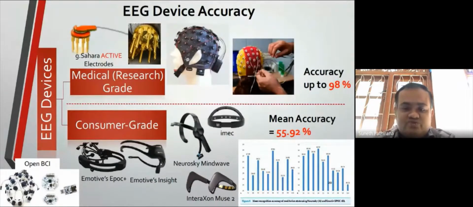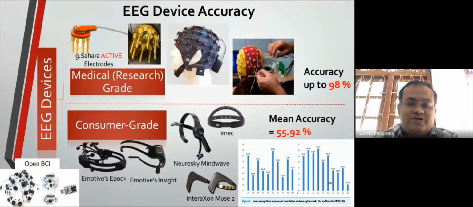The most accurate device we have identified among these is the Emotiv Epoc, which is approximately 60%. But if you can afford it, you can spend more money, maybe $4,500 or something. So you can buy these research-grade or medical-grade, very accurate devices. The accuracy or the precision is up to 98%.